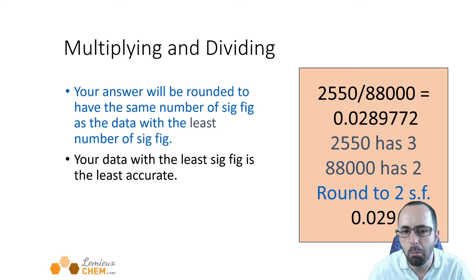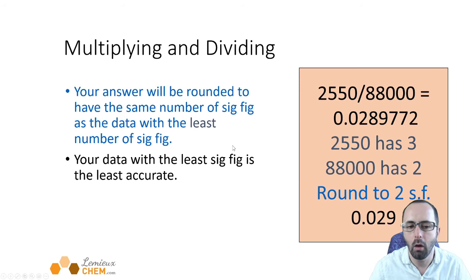If we're multiplying and dividing, here's an example where we're dividing. The rule is, when we're multiplying and dividing, our answer will be rounded so that it has the same number of sig figs as the data with the least number of sig figs, because your data with the least number of sig figs is the least accurate data. You don't want to be quoting a result that's more accurate than your worst data, because then you're lying about your accuracy. So here we've got 2 numbers we're dividing.